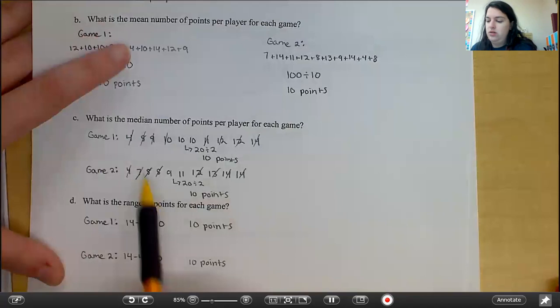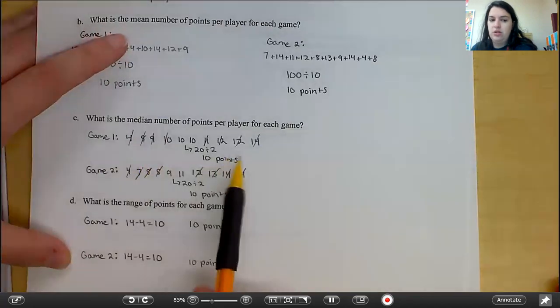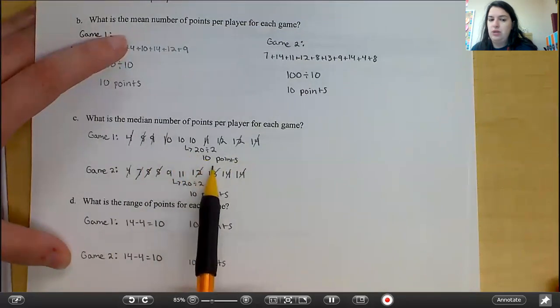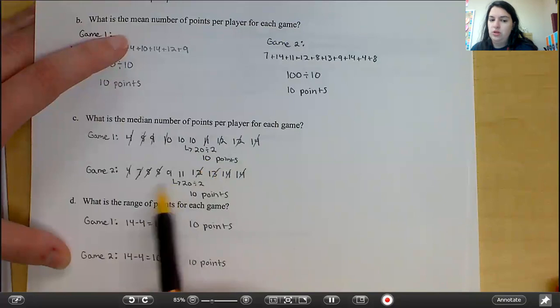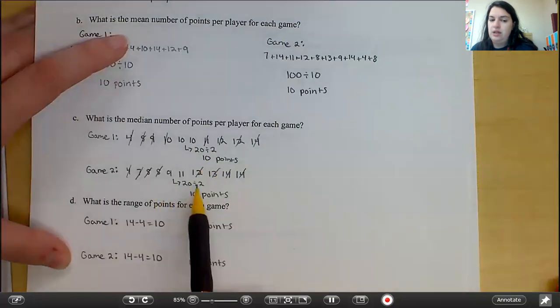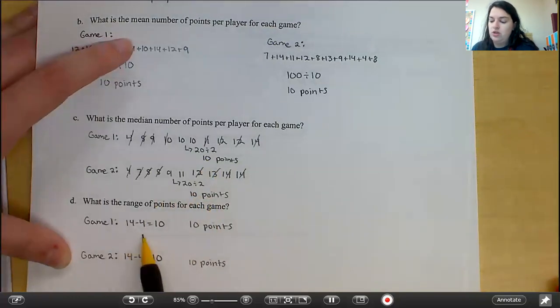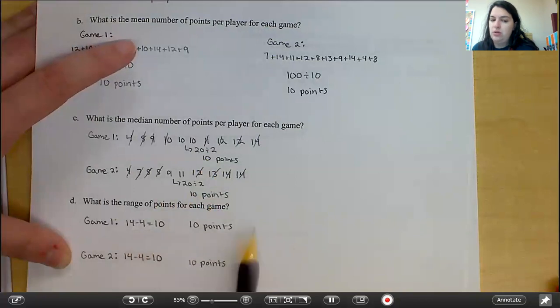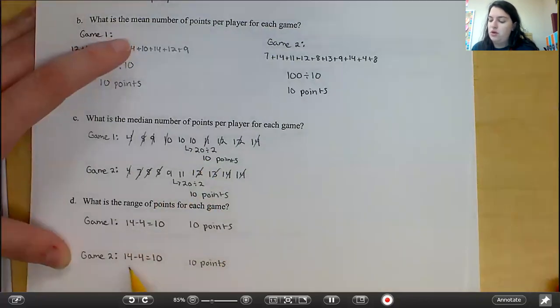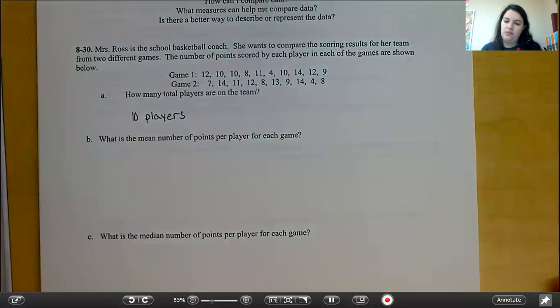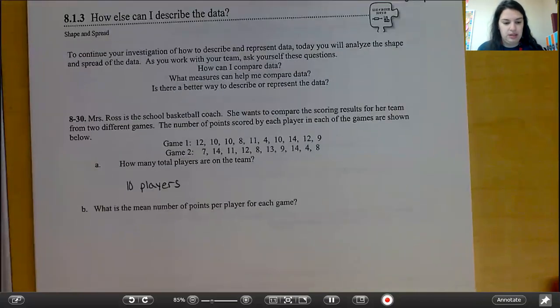Okay, so if you finished parts C and D, in C you needed to list them from smallest to largest, cross them out, you got 2 in the middle, they were 2 tens, add them together, divided by 2, you got 10 points as your median. Game 2, smallest to largest, add 9 and 11 together, 20 divided by 2, you get 10 points. Range, largest minus your smallest for game 1, 14 minus 4 equals 10, so your range is 10 points. In game 2, same thing, 14 minus 4 equals 10, your range is 10 points. So I wanted you to just answer those parts A, B, C, and D there.